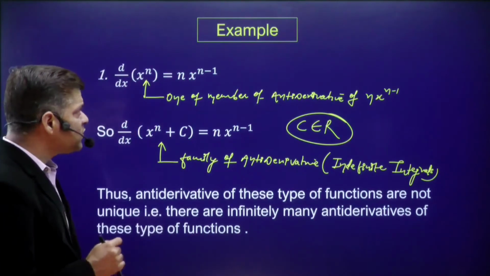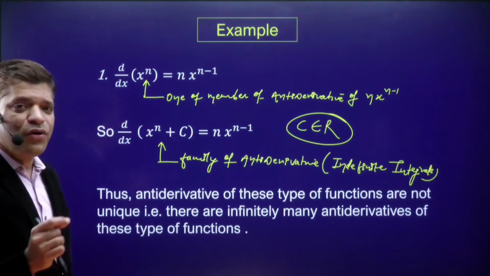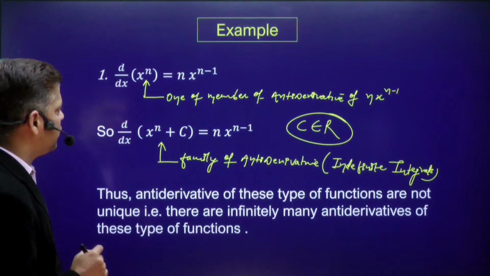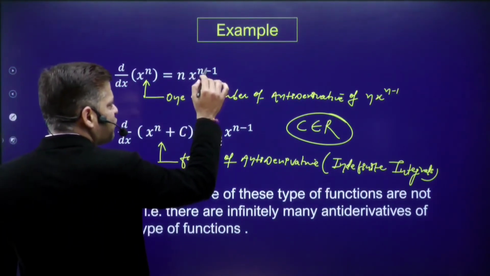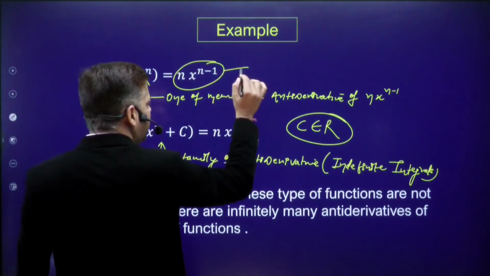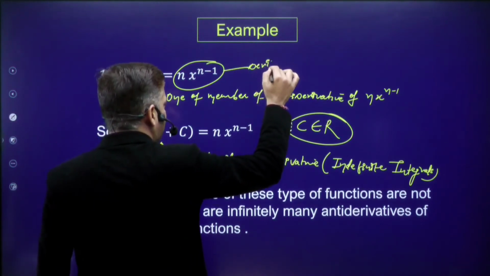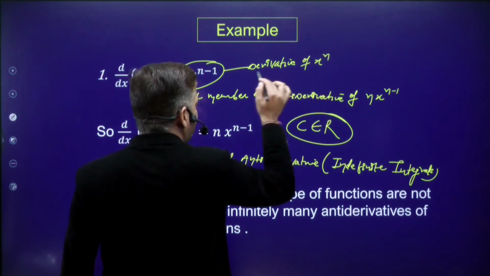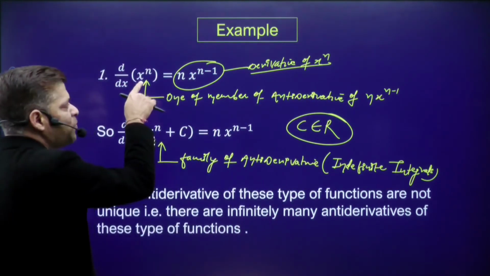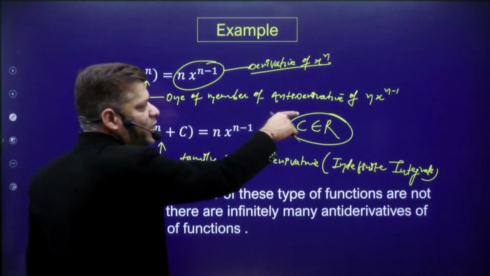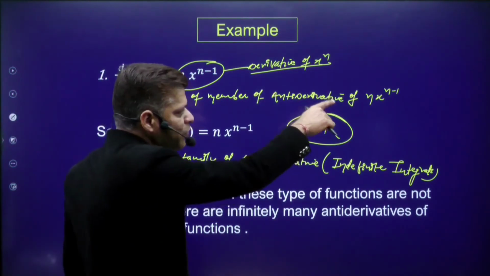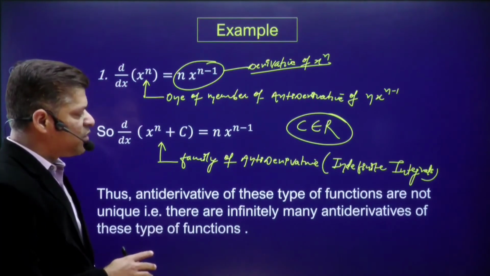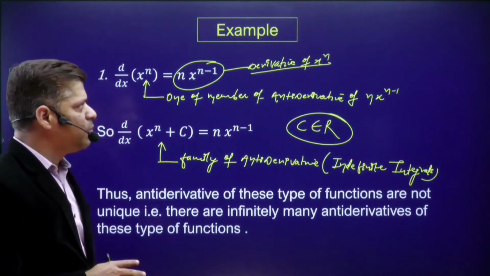Okay, so we have taken an example to understand the definition of antiderivative. n times x raised to the power n minus 1 is called the derivative of x raised to the power n, and x raised to the power n is called the antiderivative of n times x raised to the power n minus 1. So by this example you understand the definition very clearly.